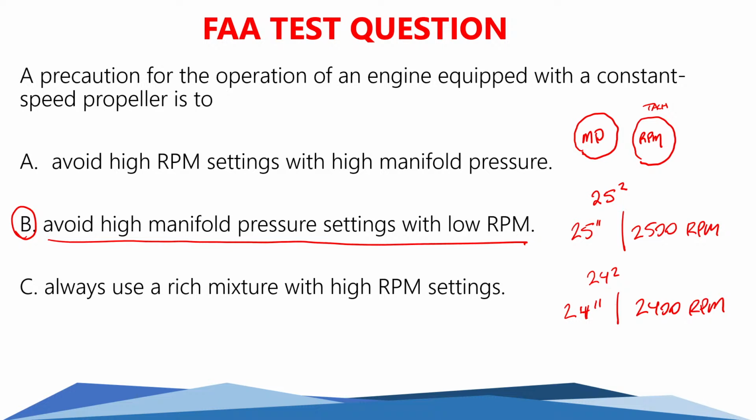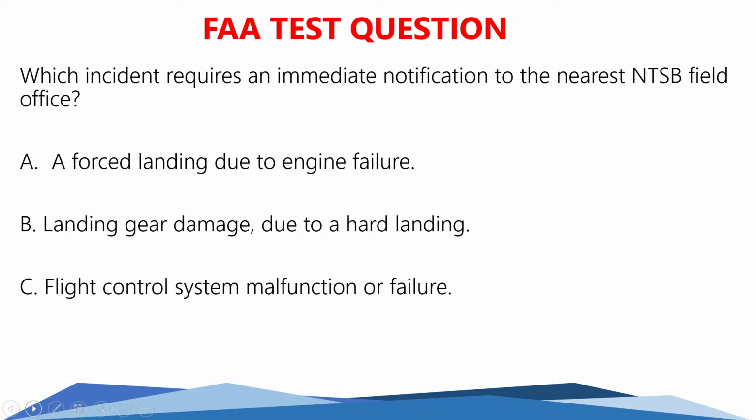So good job, everybody. The next one is an NTSB question. This is basically asking you when you need an immediate notification. Which incident requires an immediate notification to the nearest NTSB field office? We remember we covered this in the regulations section. Is it going to be A, forced landing due to engine failure, B, landing gear damage due to a hard landing, or C, flight control system malfunction or failure?